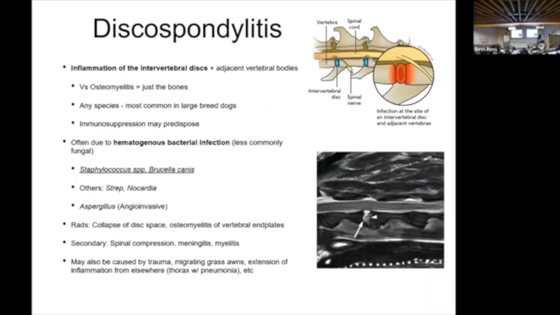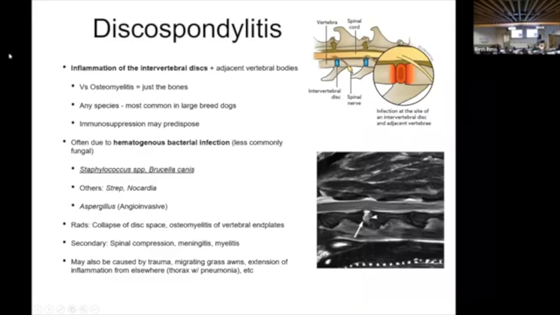Discospondylitis, last thing real quick. I know I'm out of time, sorry. This is inflammation of the disc. It's in the name, discospondylitis, plus or minus inflammation of the adjacent ends of these vertebral bodies, but it's primarily centered on the disc. Otherwise, we'd call it an osteomyelitis, right? Discospondylitis often accompanies osteomyelitis, inflammation of the bone, but they are different. If I have a vertebral abscess, it's osteomyelitis, it's not disco, unless it's on the disc.